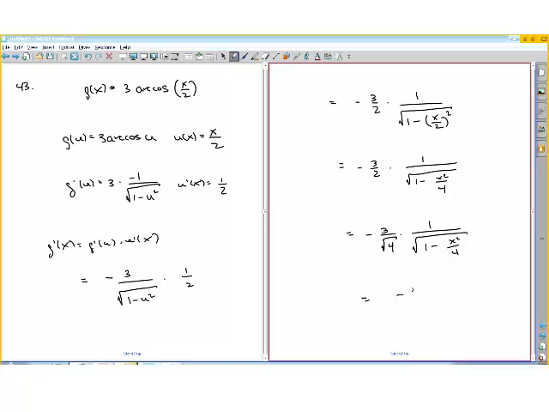So this ultimately becomes negative 3. We get negative 3 times 1 is negative 3. And this becomes square root of 4 minus x squared, because 4 times 1 is 4, and 4 times x squared over 4, you cancel the 4's out and you get x squared. So it simplifies down to something nice. So that's your final answer right there. Okay.